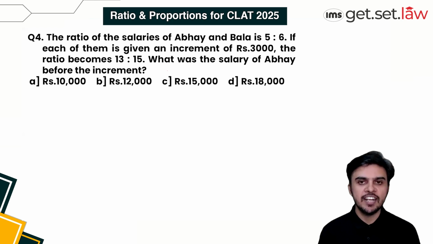The ratio of salaries of Abhay and Bala is 5:6. If each of them is given an increment of rupees 3000, the ratio becomes 13:15. What was the salary of Abhay before the increment?